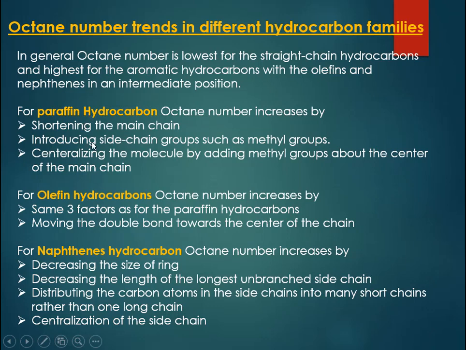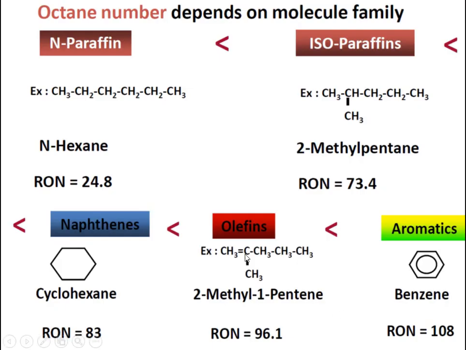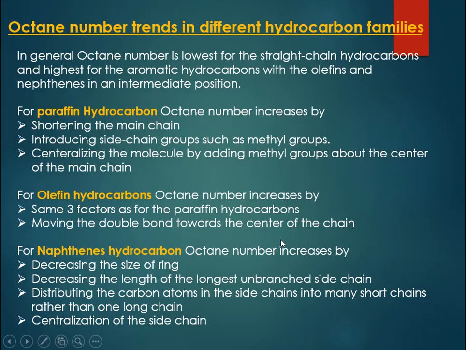For olefin hydrocarbons, all these 3 points are valid, and again for olefin hydrocarbons, when the double bond goes towards the center, then octane number increases. For example, let's suppose this is an olefin, it has 96.1 octane number, and if the double bond goes to this position, then octane number will be higher.